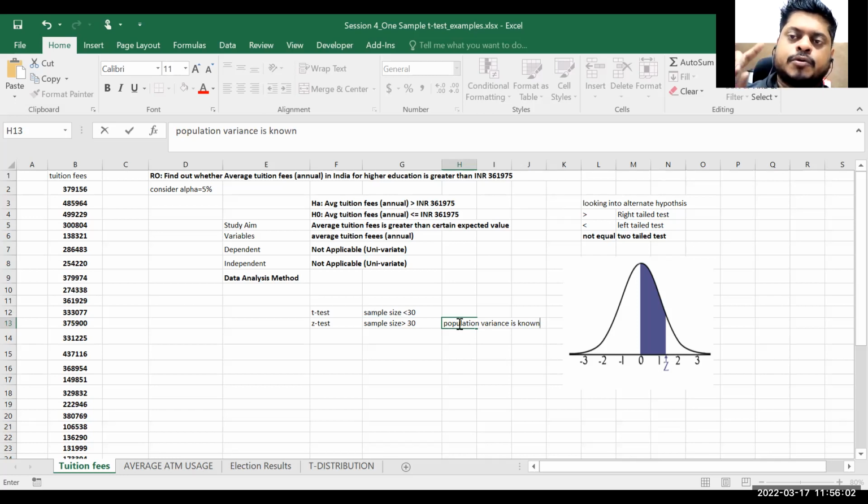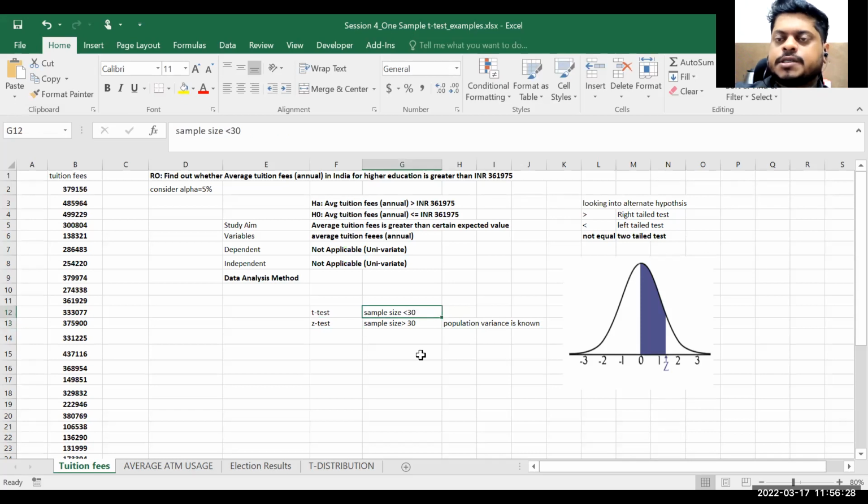I'll not have an idea about the variance, how much they're spending, or the average. If I had that information, I would not conduct any sample collection, right? I already have all the information available. So whenever you have knowledge of the population variance, which like I said, 99% of the cases you will not have, go for the t-test. Only when population variance is known, go for the z-test.